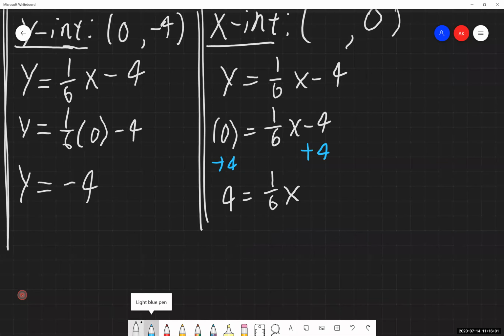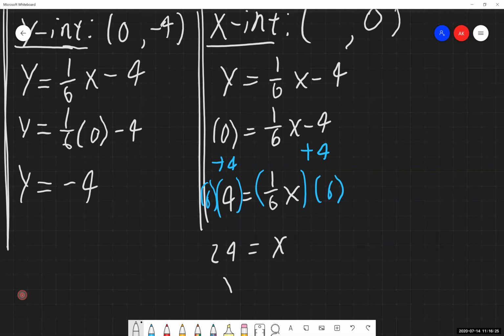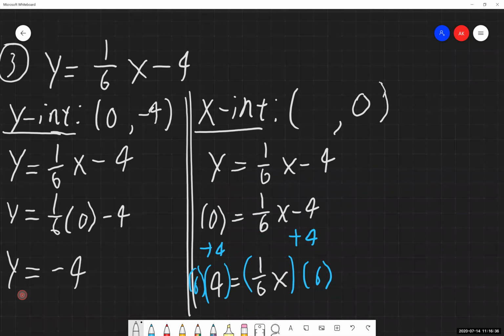And now I want to get rid of that 1/6. So if I want to get rid of that, I can multiply both sides of my equation by its reciprocal. So I multiply the left and the right side by 6. That's going to cancel that denominator. 4 times 6, it's going to give me 24. It's a big number here. Okay. And now we have our x-intercept and our y-intercept.